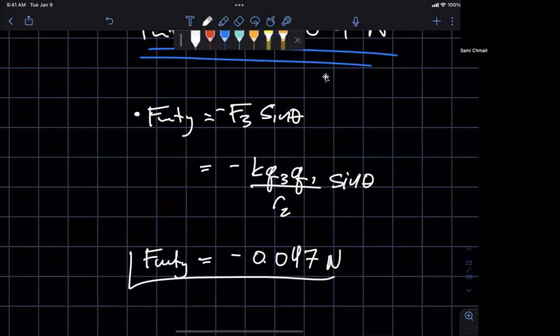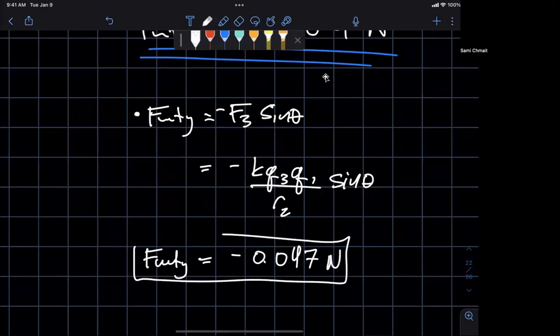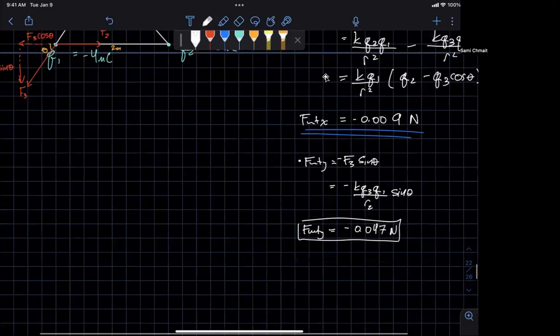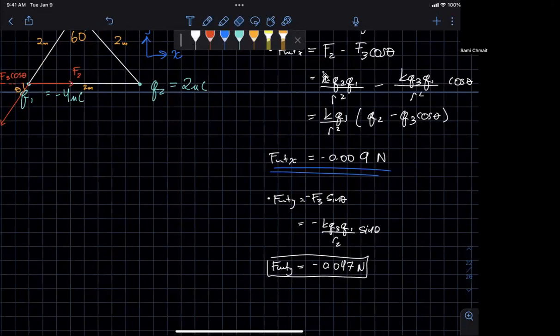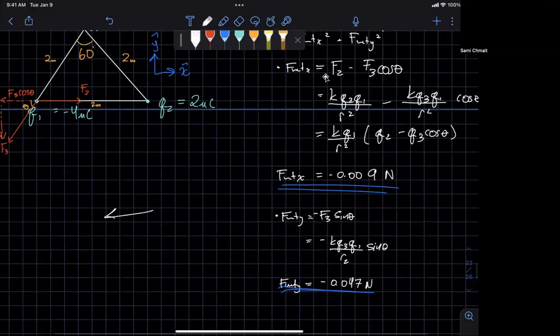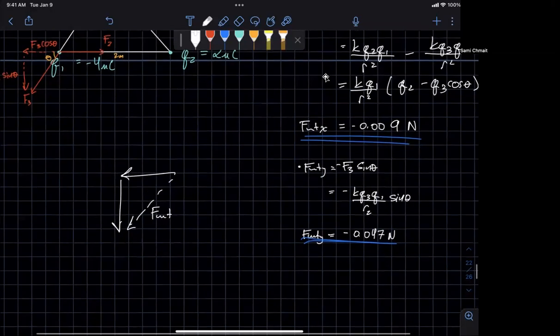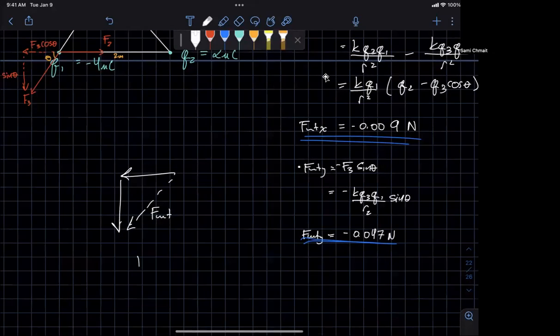Okay. We can now draw our F net diagram. And we'll see that we have a negative for our X, so that means pointing this way, and then same thing with our Y. So it's pointing downwards. We're just going to connect them. Here we have our F net. Plug in, we already know the equation to roll with. F net is going to be equal to 0.048 newtons. We're still not done.